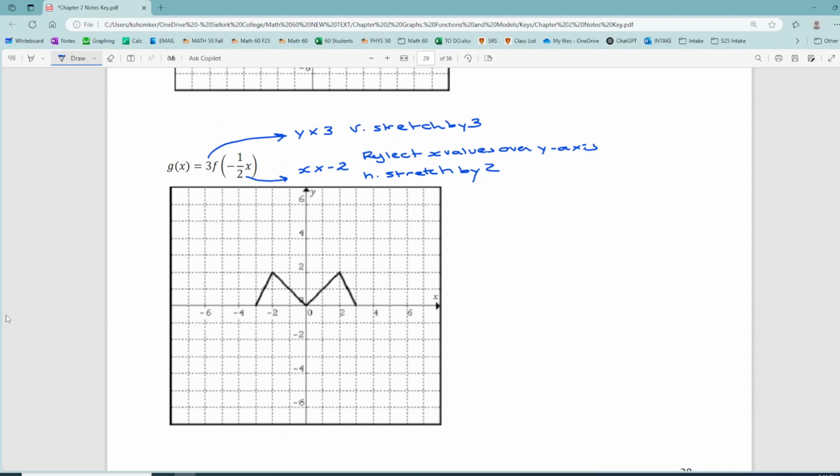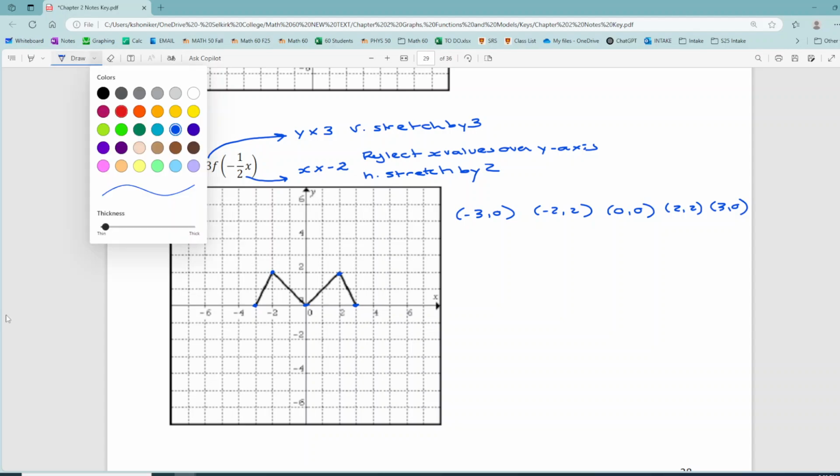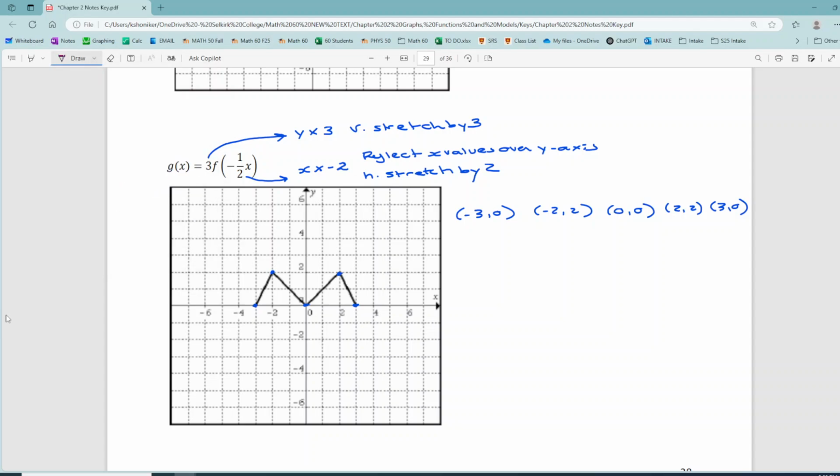Okay, now let's pull out our key points. We've got a key point here at negative 3, 0. We've got a key point up here at negative 2, 2. We have a key point here at 0, 0. We have a key point here at 2, 2. And lastly, we have a key point here at 3, 0. Then I'm going to look to see what I'm doing with each of these points. I'm going to multiply the y values by 3.